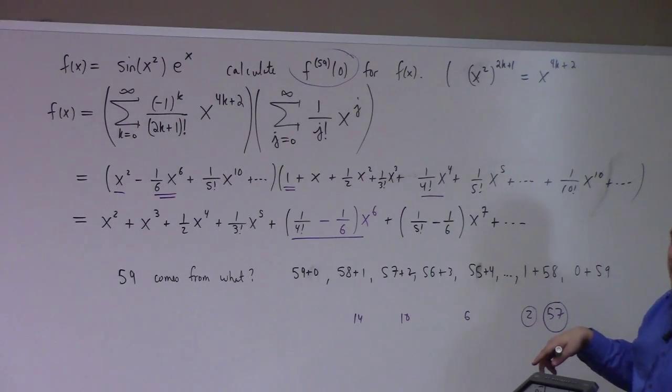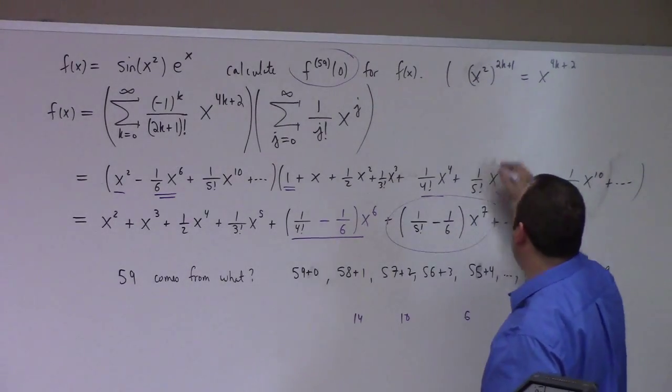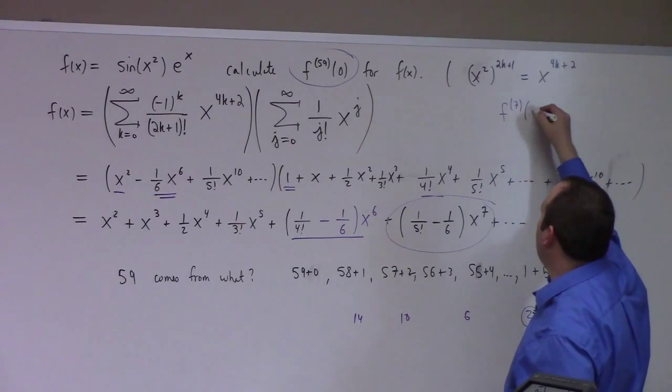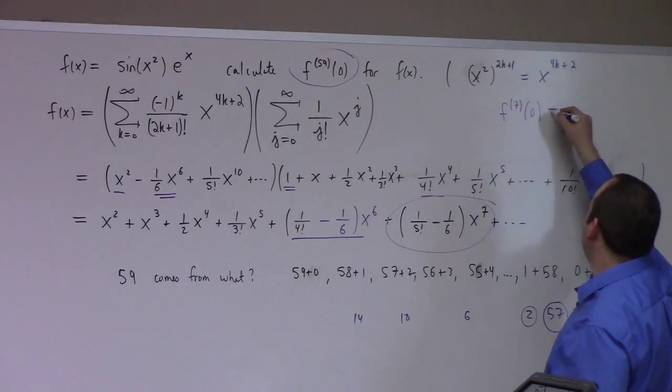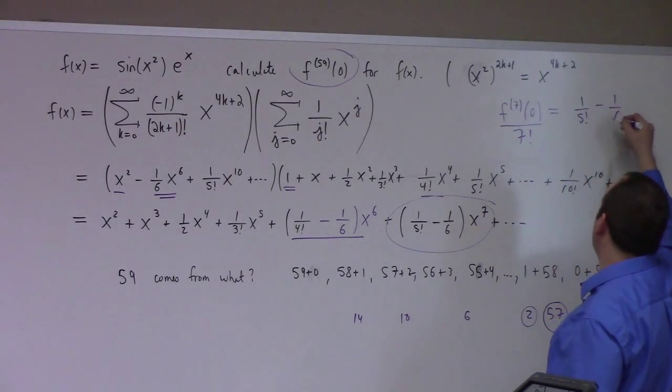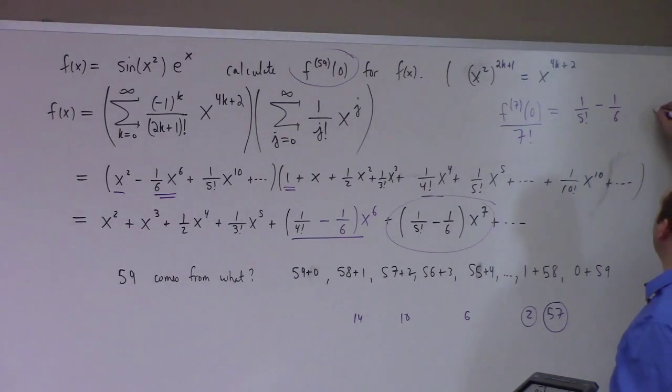Let's do something simpler. The 7th derivative for this one, for example. Now, this is just low enough that you might try to do it directly, right? So that over 7 factorial will be equal to 1 over 5 factorial minus 1 over 6. And so you can see that the 7th derivative at 0 is equal to 7 factorial over 5 factorial minus 7 factorial over 6. Is that supposed to be 6 factorial?